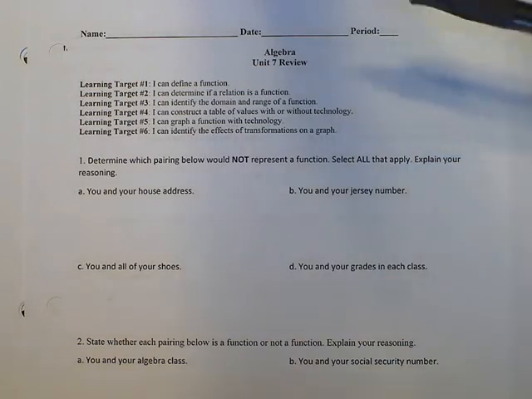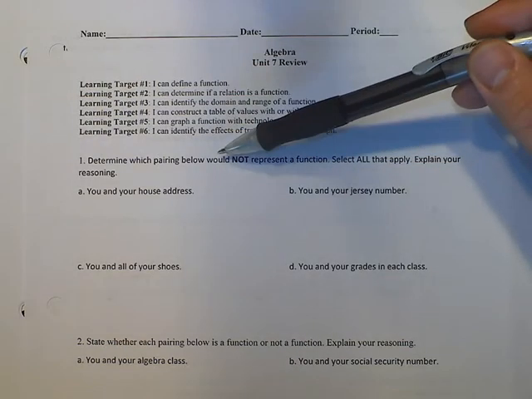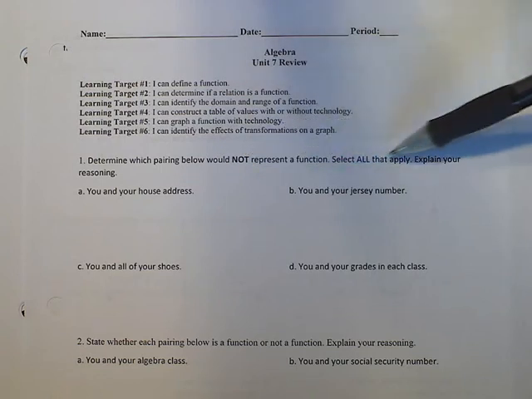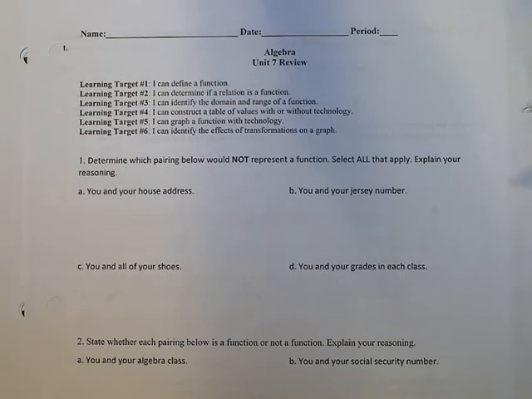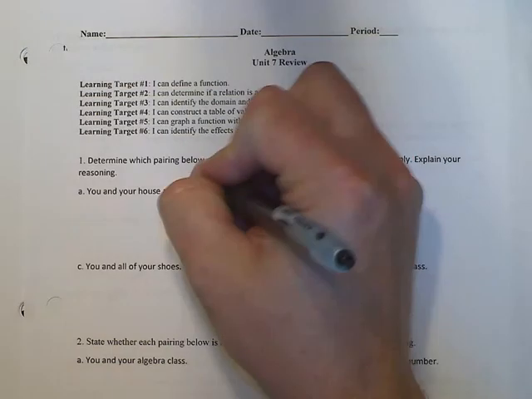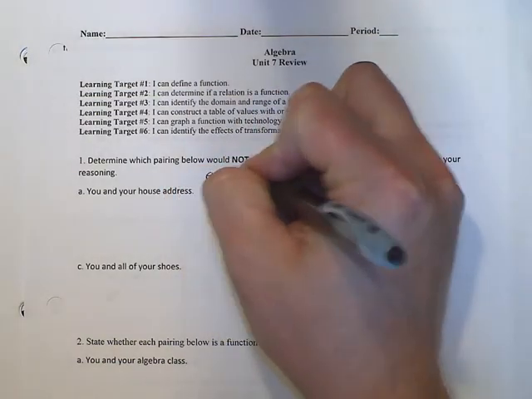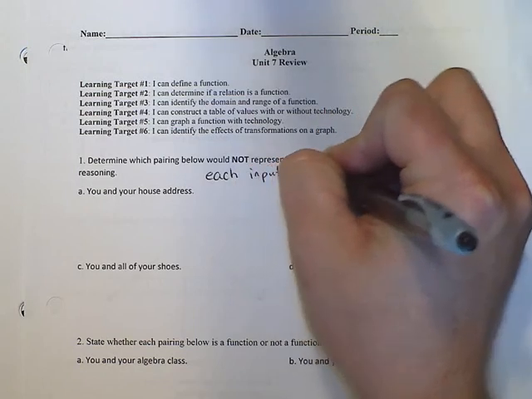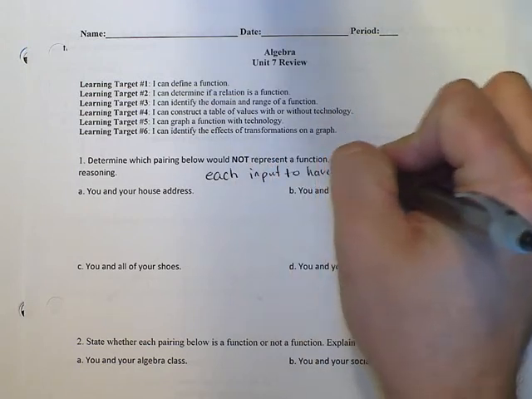Okay, so 1, determine what pairing below would not represent a function. Select all that apply and explain your answer. Okay, so remember, to be a function, we want each input to have exactly one output.